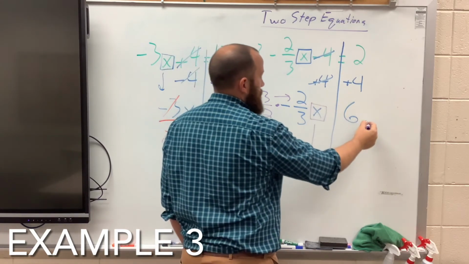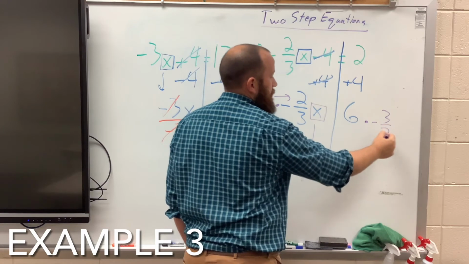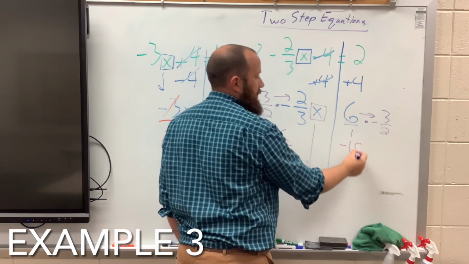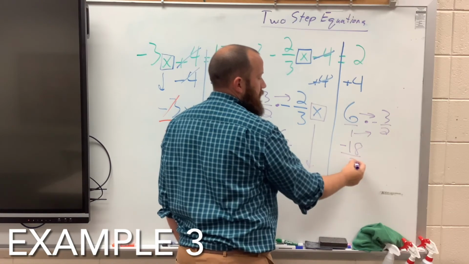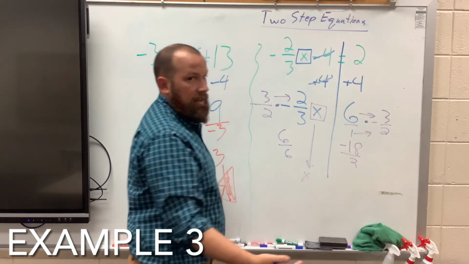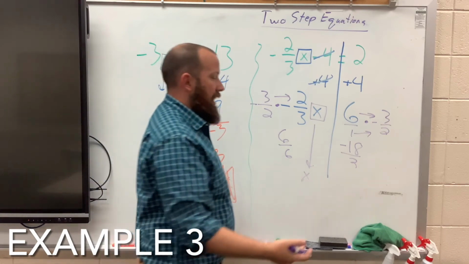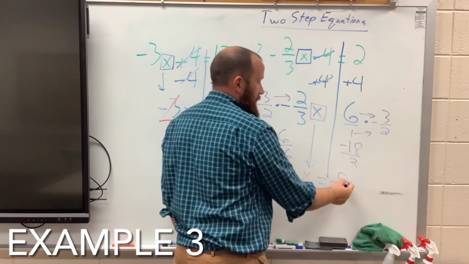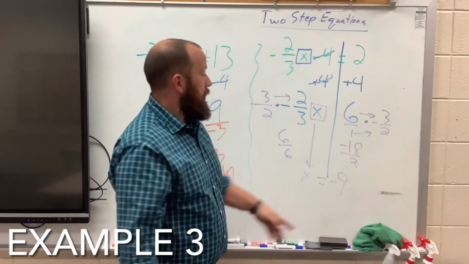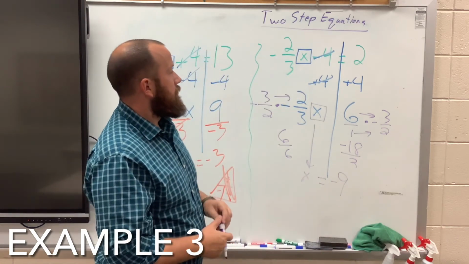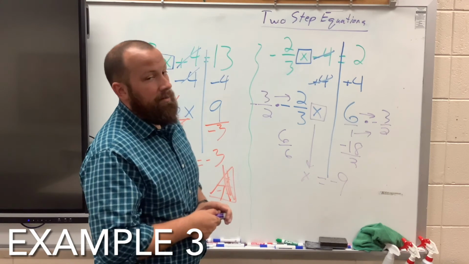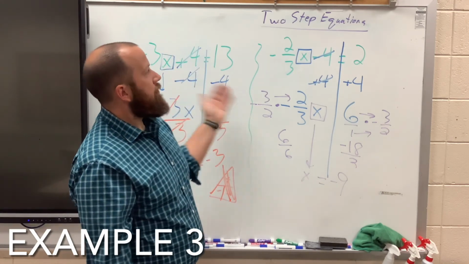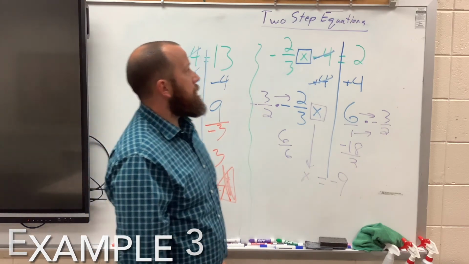Over here, I multiply this by negative 3 halves. 6 times negative 3 is negative 18. 2 times 1 is 2. Alright? So I have negative 18 halves. I simplify that down because that's just division, and I get negative 9. If I plug that back in up there, it shows you that I'm correct. Alright? And that is how you do 2 more versions of two-step equations.